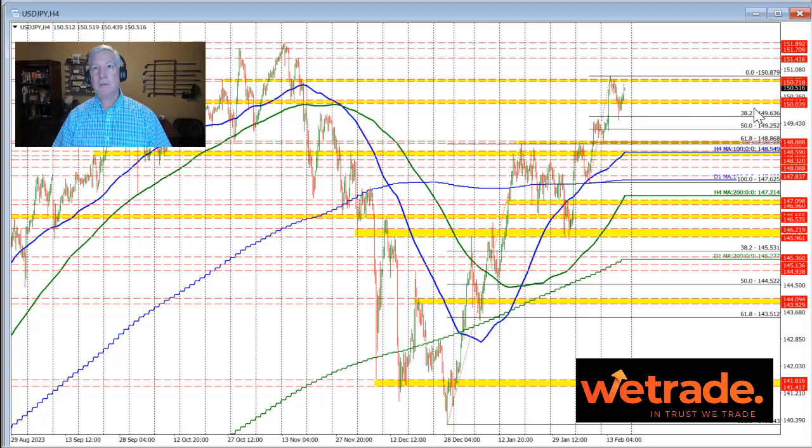I can't tell what that number is right there, but in this area right here, ahead of the key 150 level. If we go below the 150 level, then all bets are off, and we'll probably see further downside probing for the dollar versus yen. But until then, the bias remains to the upside.